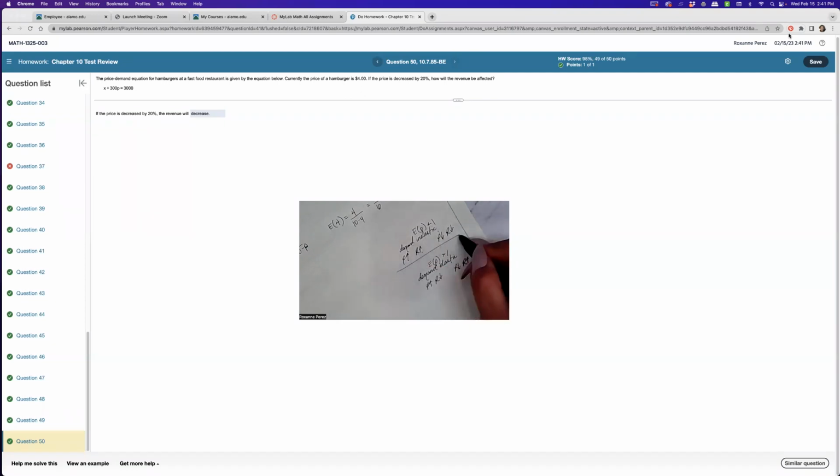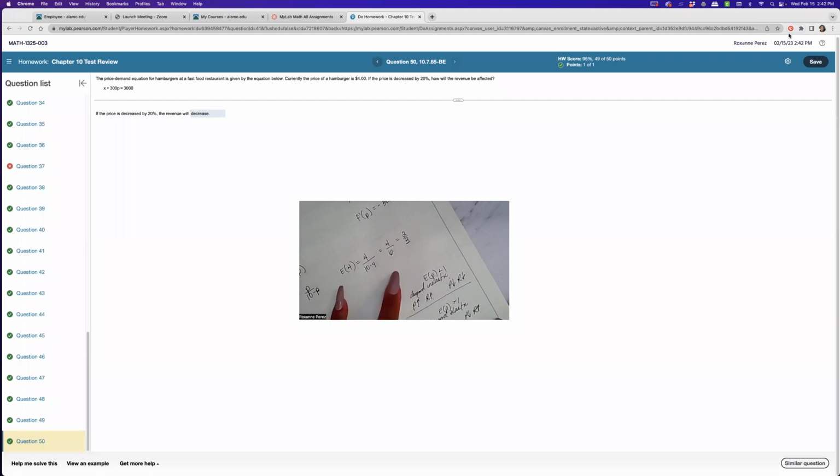Okay, so for this problem, we know that our elasticity is less than 1, so the demand is inelastic, and we know the price is going to decrease by 20%. So the price is decreasing, which means our revenue will also decrease. And that's your answer choice, okay?